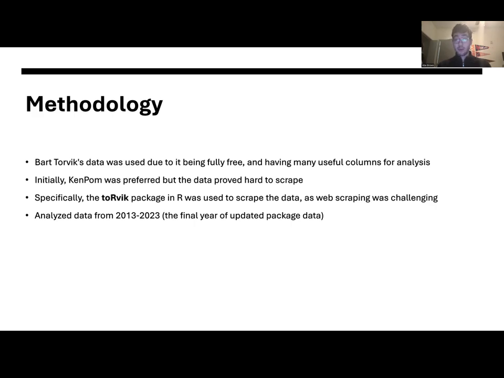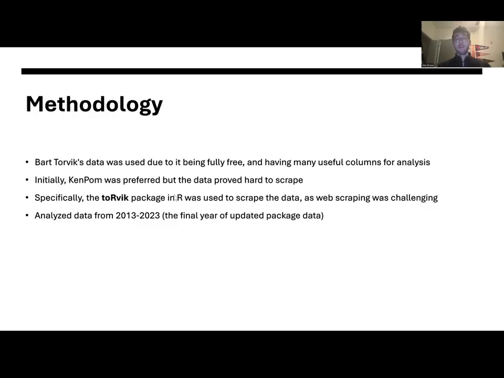Additionally, I did want to use the Ken Pomeroy data. Obviously, Ken Pomeroy is kind of the gold standard for these efficiency and analytics sites within college basketball. But the data proved hard to scrape, and there was also no direct information about which seeds teams had through KenPom. And merging other data sets, due to differences in team names across different sites, was pretty difficult. So in the end, I found a package in R, the Torvik package, as you can see here. It was used to scrape the data, as it contained almost all of the Bart Torvik data, since the web scraping did prove to be a bit challenging.